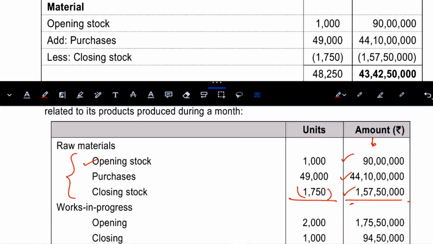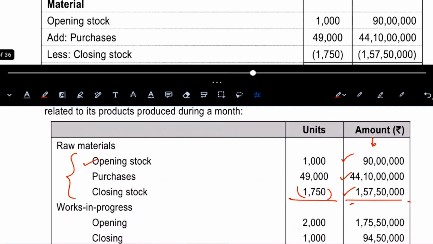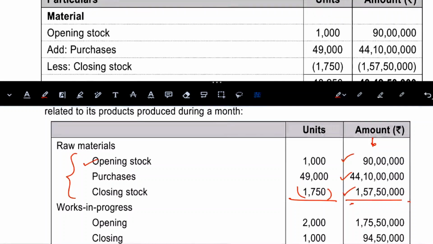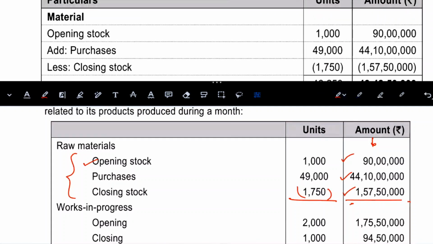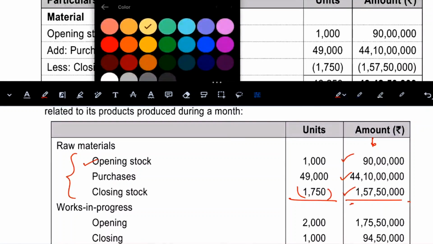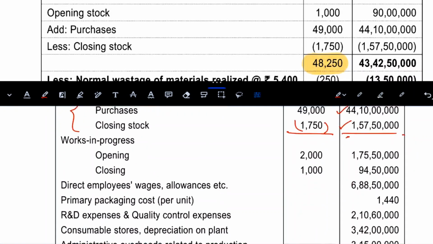How many units have we consumed? If you want to calculate, 1000 plus 49,000 minus 1750, it will come up there, look. Yes, one second, how does this work? Okay, done. So now look, the answer will come to 4850.